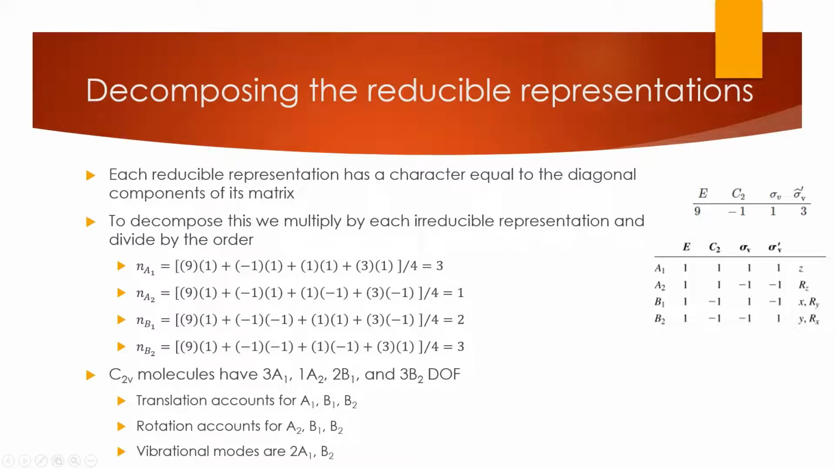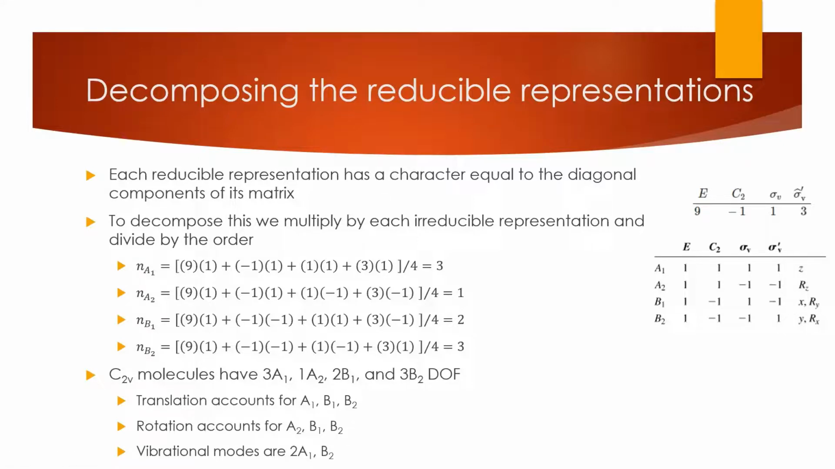And hopefully this is starting to sound familiar to you from our lab using sulfur dioxide, where we saw that we had two type A motions and one type B signal there in the spectrum of sulfur dioxide.